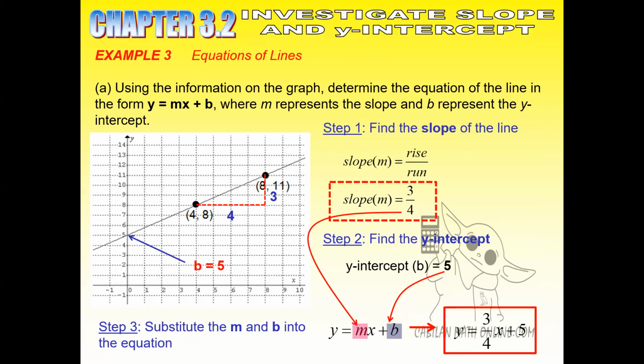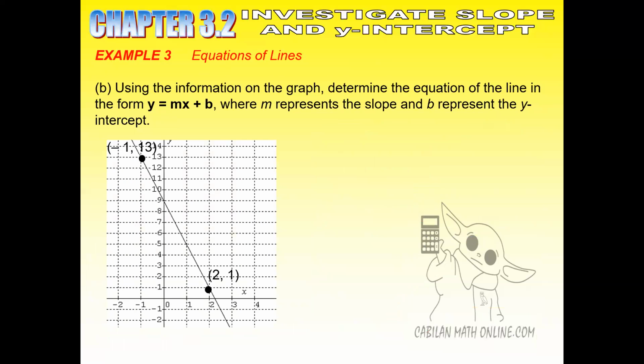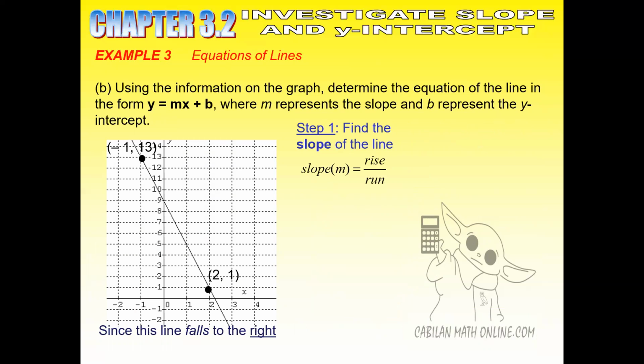All right, so if you take a look at the next example, this is part B, same type of deal. Now you notice that what we have here is a line that's falling down to the right. So using rise over run, before we even take a look at the numbers, remember that since this line is falling down to the right, we have a line that's going to be negative. So our final answer for the slope is always going to have a minus sign in front.